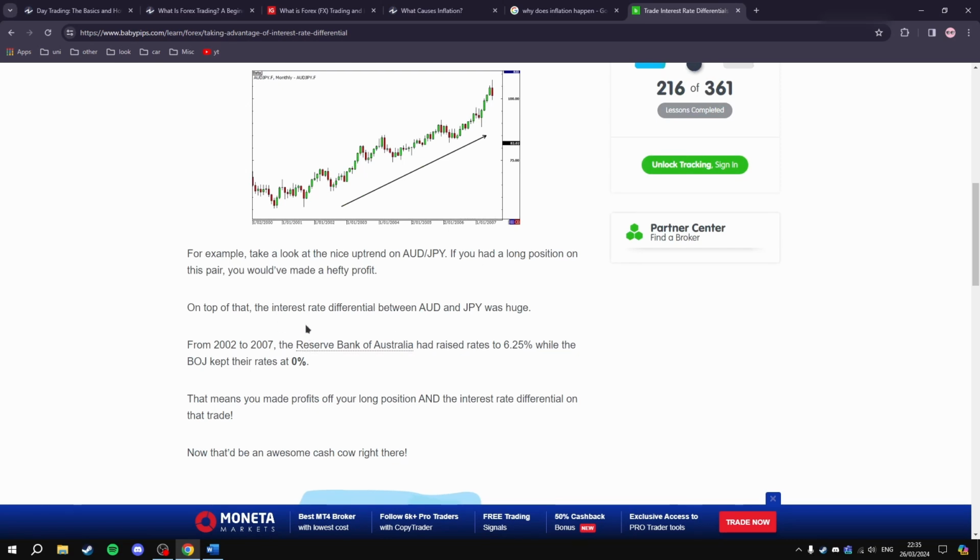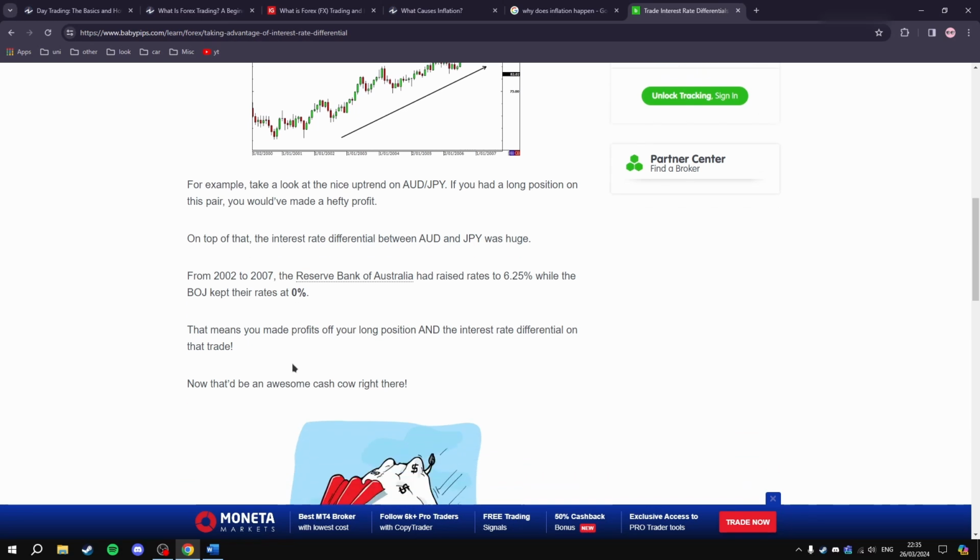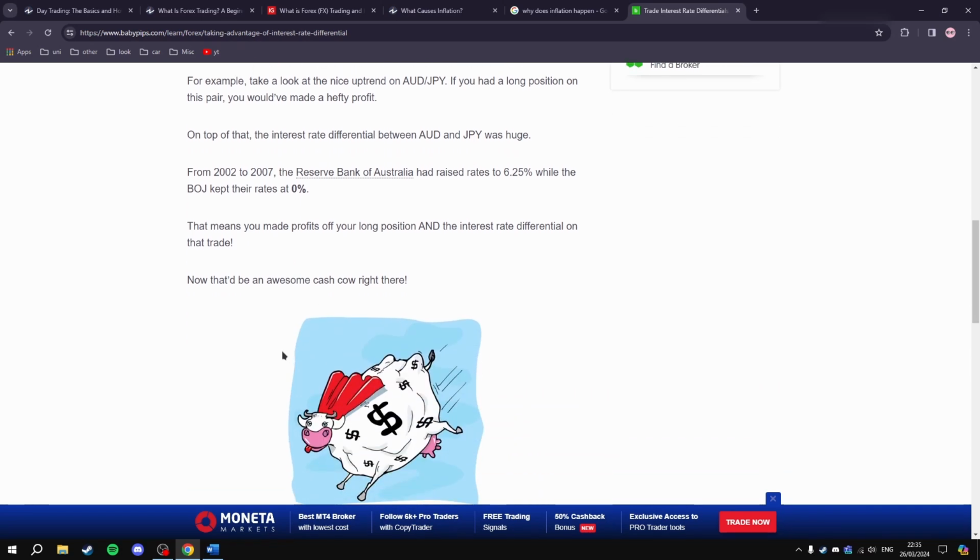On top of that, the interest rate differential between AUD and JPY was huge. From 2002 to 2007, the Reserve Bank of Australia raised interest rates to 6.25%, whilst the Bank of Japan kept the interest rates at 0%. That means you made profits off your long position and the interest rate differential on that trade. Now that'd be an awesome cash cow right there.